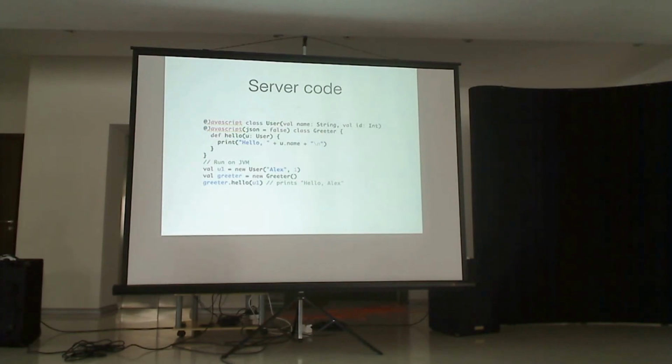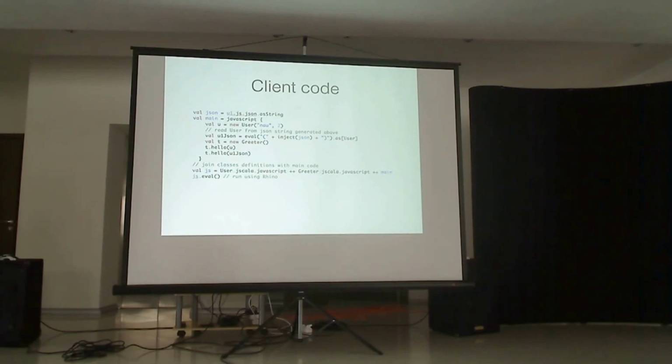So in this case, we're using macro annotations. Basically, you annotate a class which contains the logic you want to share with this JavaScript annotation, and this macro annotation generates the JavaScript implementation of the methods of the class, Greeter in this case. So if we call this method hello from Scala, from the JVM, it's going to print hello Alex.